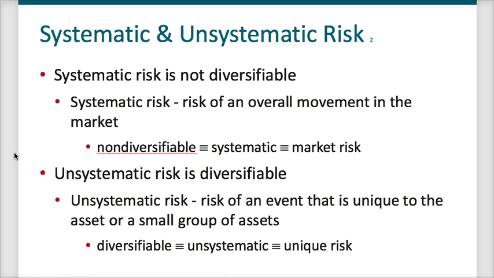Now, non-diversifiable is another term we have for systematic risk, or we might call it market risk. So these are three synonyms for the same term. Now, the unsystematic risk is diversifiable. So unsystematic risk is a risk of an event or a unique situation or asset for a smaller group of assets. So diversifiable, sometimes known as unsystematic or unique risk, would be something that could affect one company.